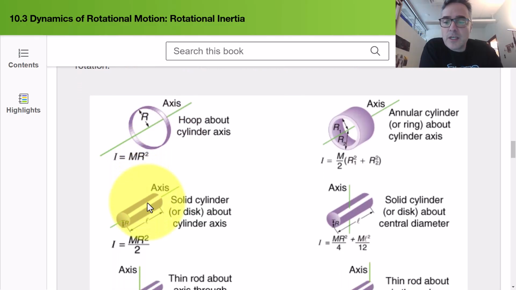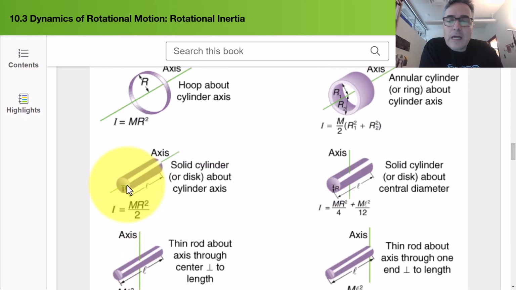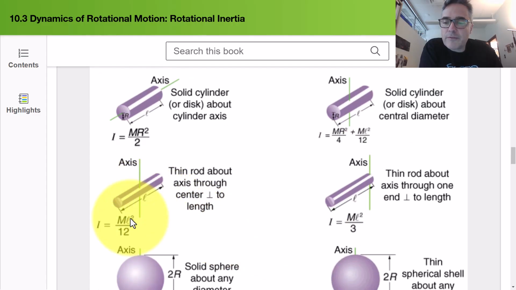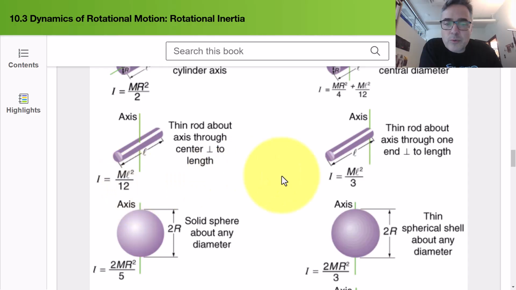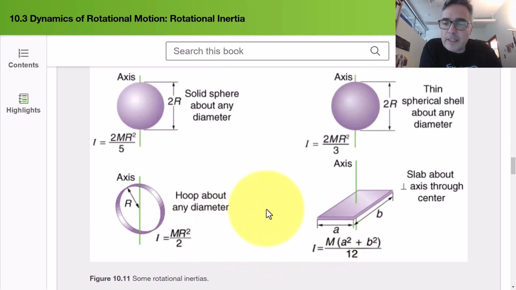Sort of makes sense. But if you, for example, have a solid disk where it's all filled in the middle, you end up with mr squared over 2. Some of the particles are right at 0 r, and some of them are halfway. And so there are different shapes here rotated about different axes, and you usually get the mass times something to do with its size, could be L, could be R, squared, and then there's usually a fraction, over 12, over 3, over 5, depending on the shape.